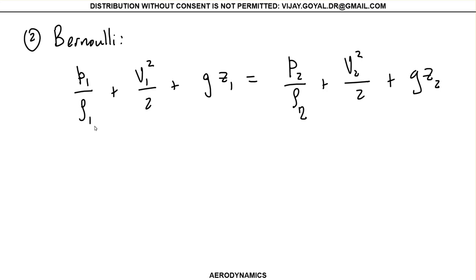Now note, it has to be incompressible flow to use Bernoulli, so that's why we just keep this as rho. We don't put rho 1 or rho 2. I just placed it there for the most general case. Okay, so let's look at the problem. Let's see what we have.